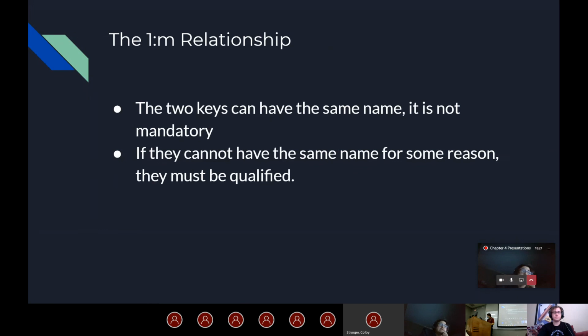Next slide. Two keys have the same name, but it's not mandatory. They can have the same name for some. If they cannot have the same name for some reason, they must be qualified. And qualifying is like putting a prefix on your label so that it can be distinguished. So like there's a table called nation.nat code and stock.nat code. It's still the same information, but it's split up into both tables so it can have the same name, kind of.